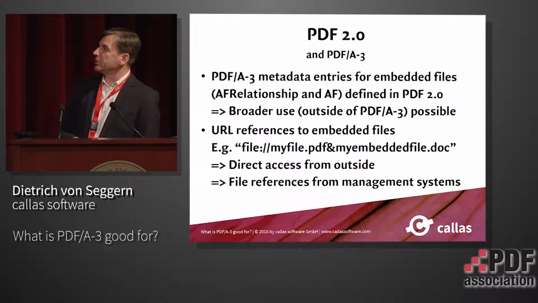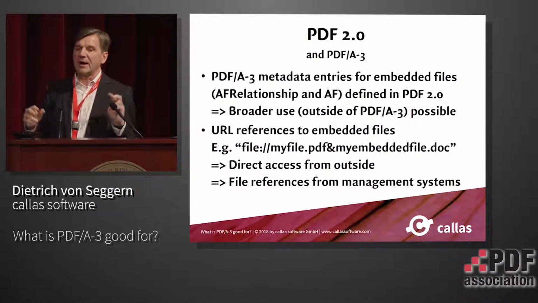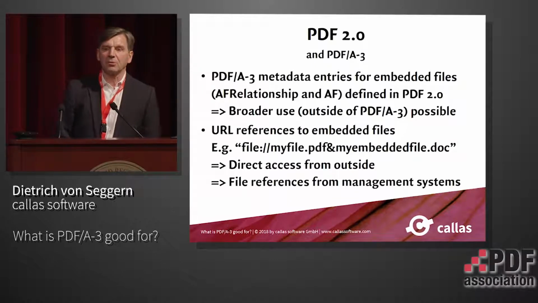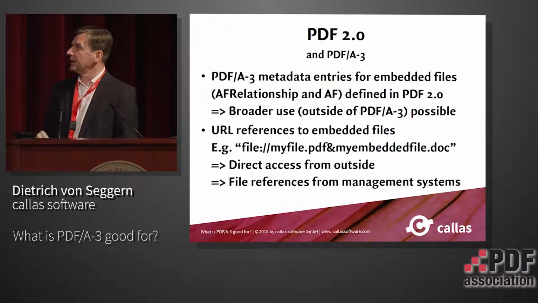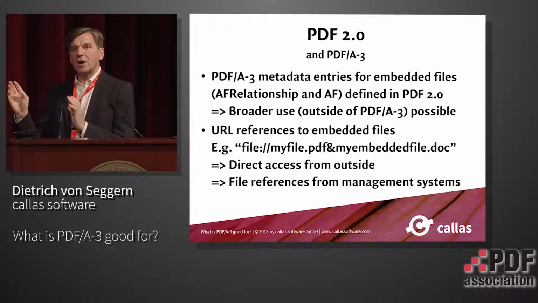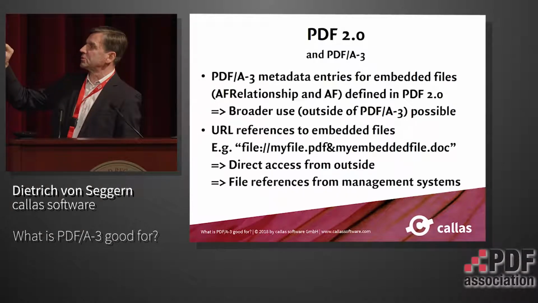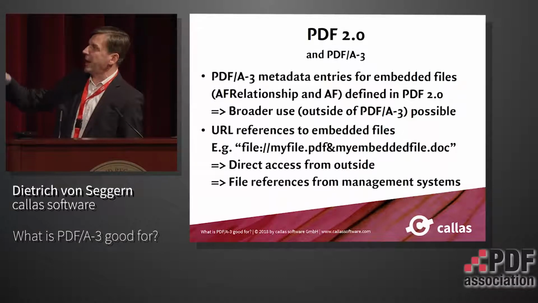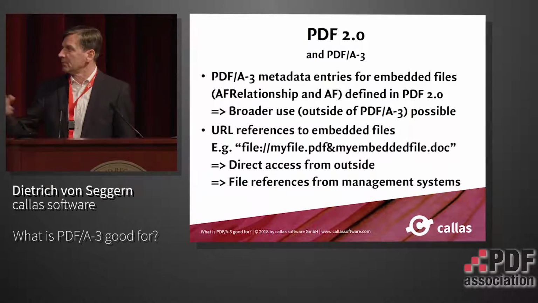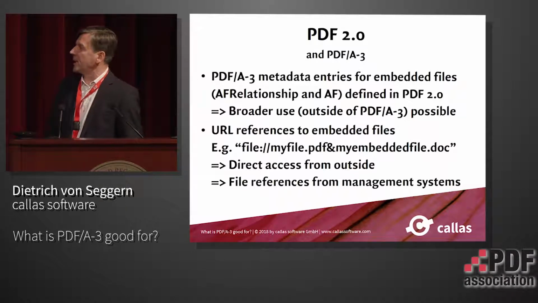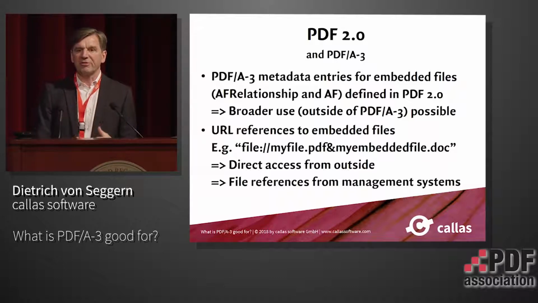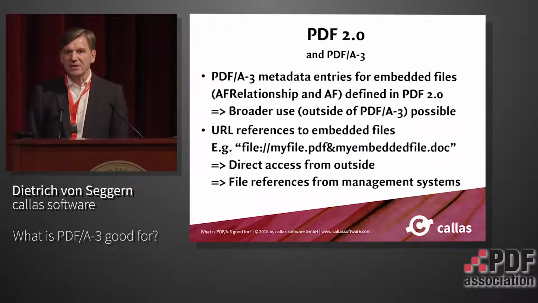And then there is another new thing in PDF 2.0, which is rather special, but sometimes it's needed, so I thought I would mention it here. In PDF 2.0, it is defined how to reference an embedded file. So you can now have a URL, a file reference, not just to the main PDF file, but also to any embedded files. This, for instance, allows you from a document management system to have a reference not just to the main PDF A3 file, but also to any attachments.